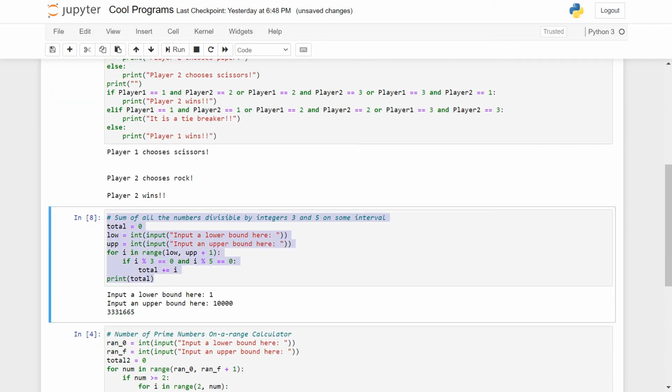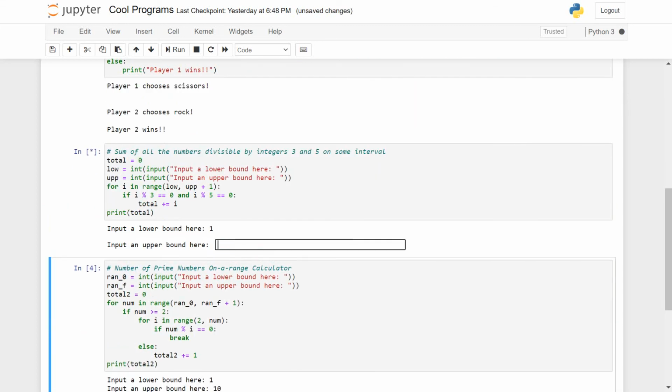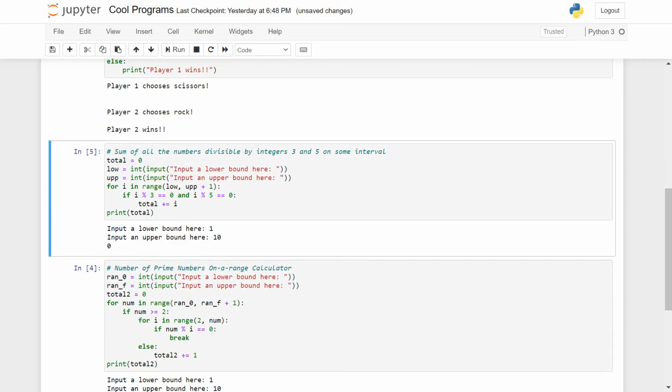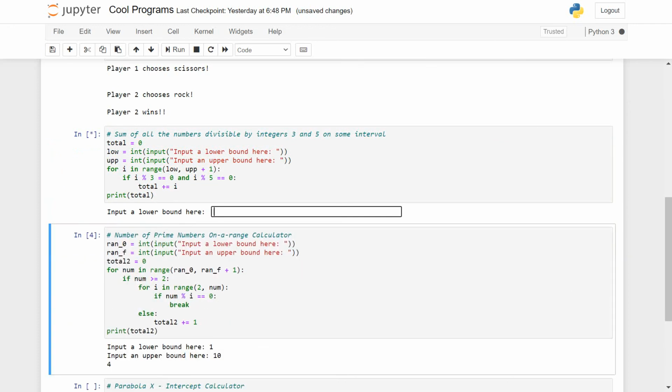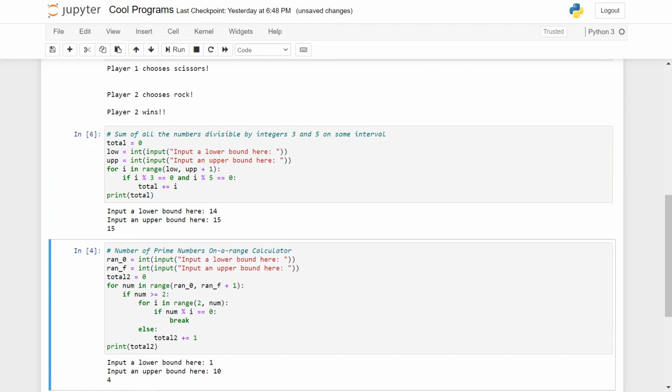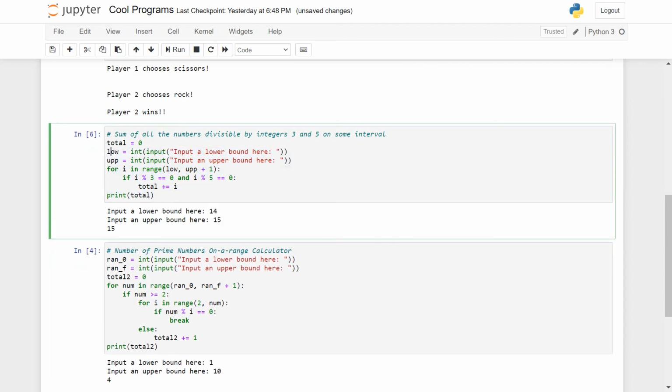We did a program which counts the sum of all the numbers which are divisible by the integers 3 and 5 on some interval, which the user can choose. So you can go from 1 to 10. It should be 0. Yep. There are no numbers which are divisible by 3 and 5. If we go from 14 to 15, we should get 15, correct? And there we go.